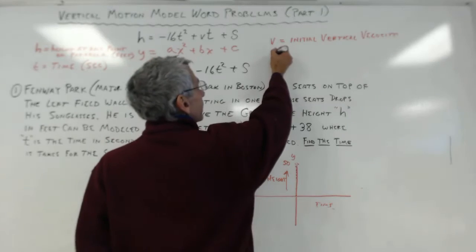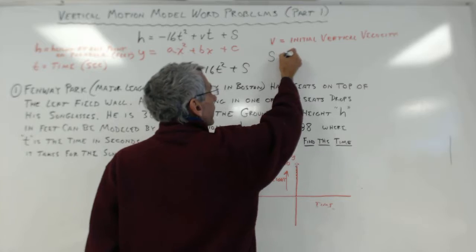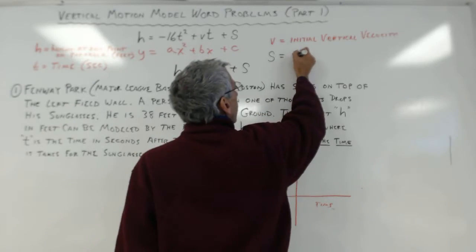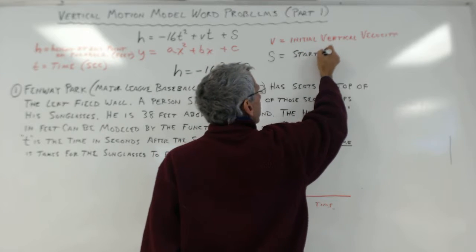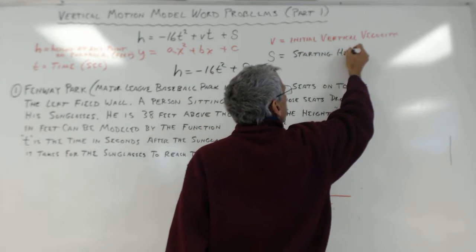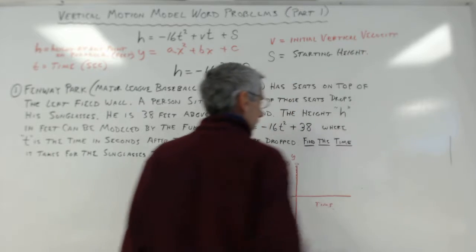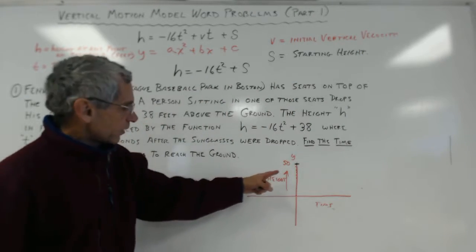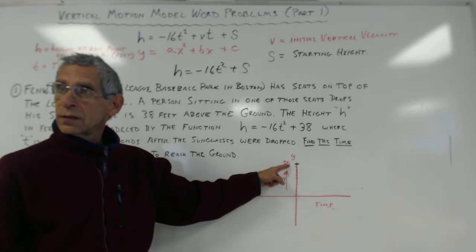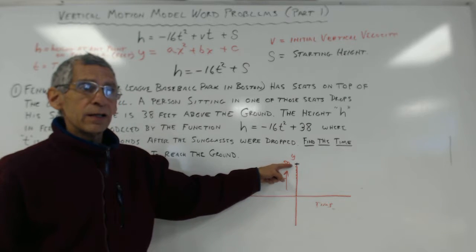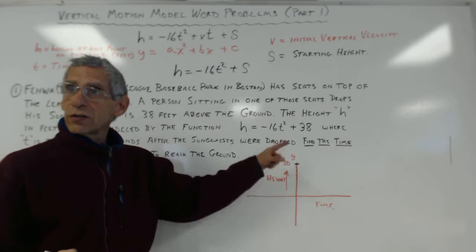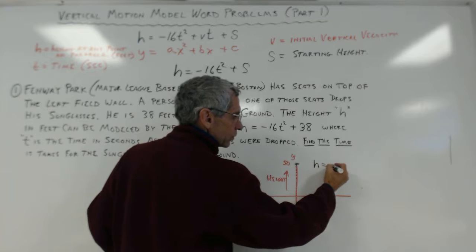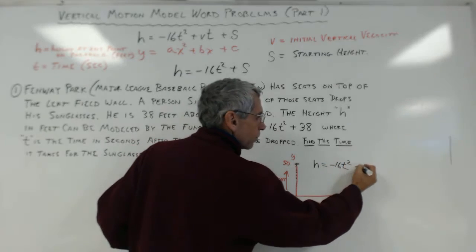Now, the last thing I didn't say is S. What does S stand for? It's the starting height. S stands for the starting height. Okay, so up here, if I started at 50, and I just dropped it, meaning there's no initial vertical velocity, my formula would be H is equal to negative 16t squared plus 50.